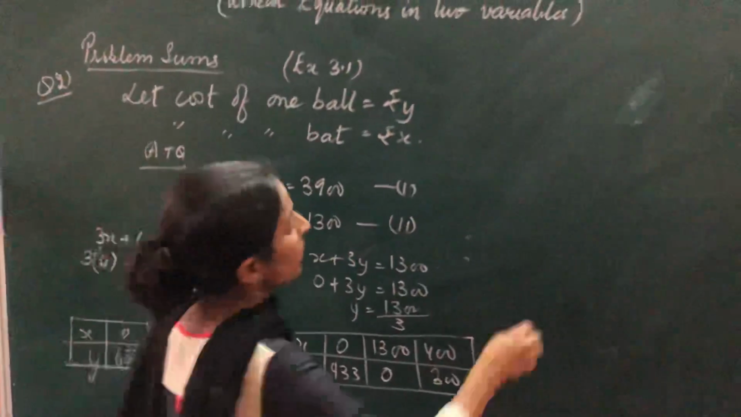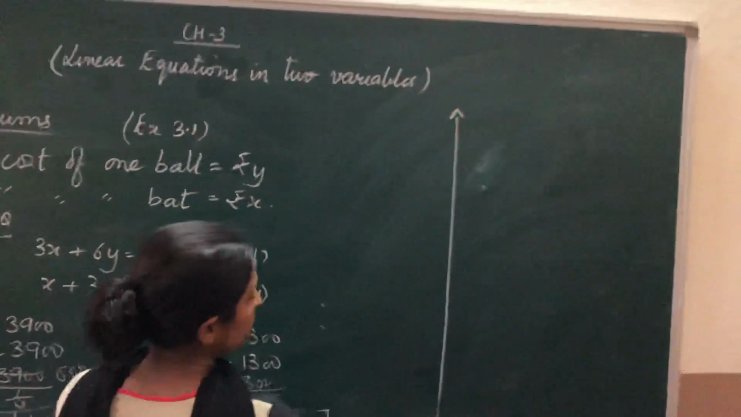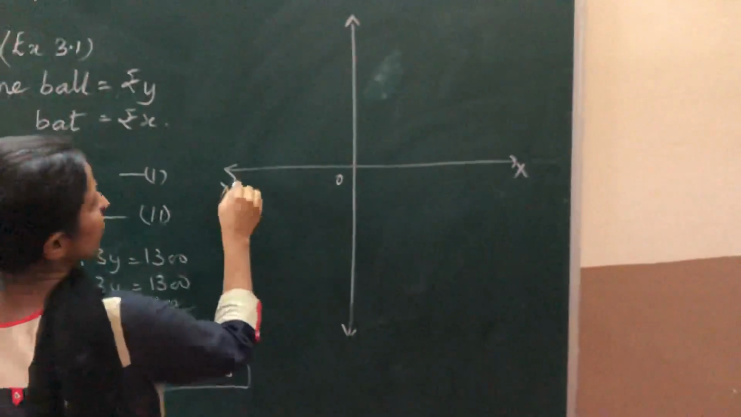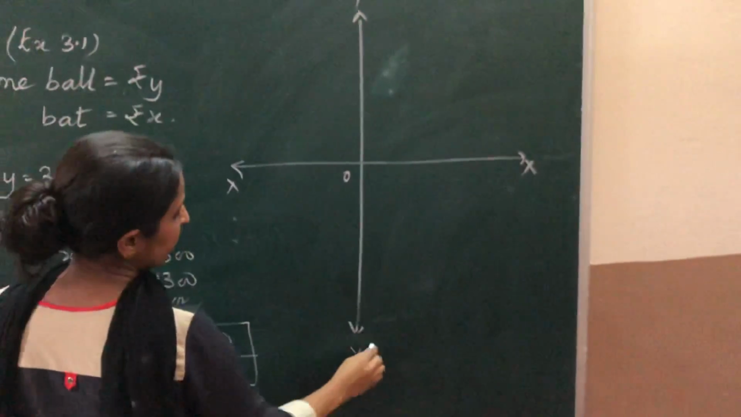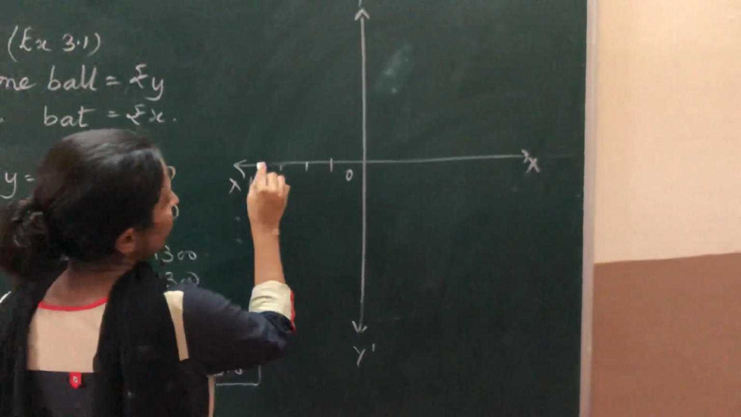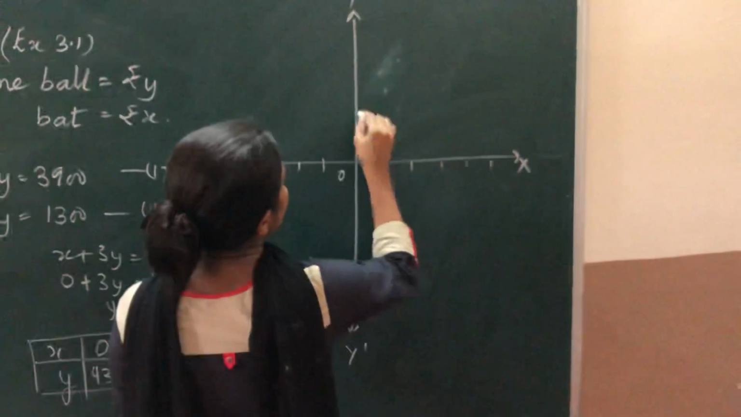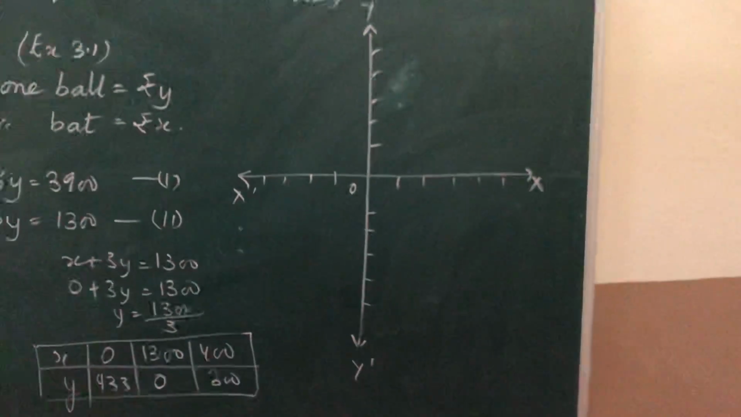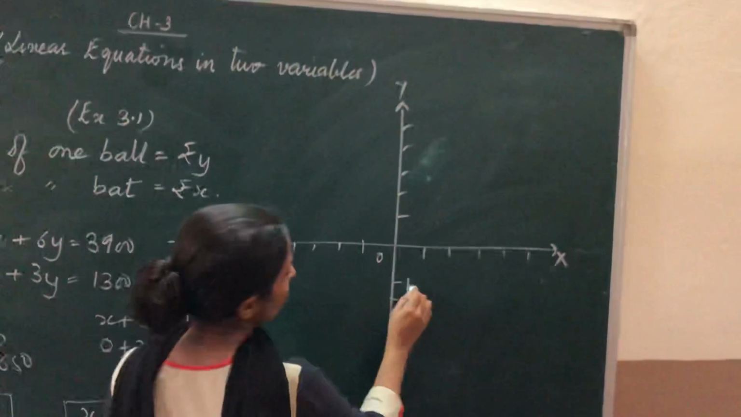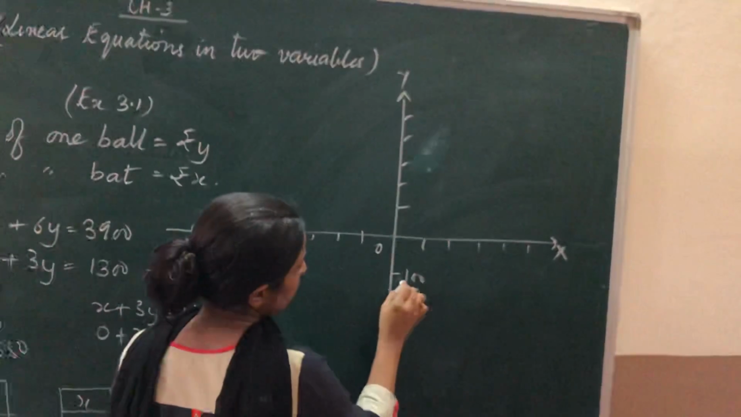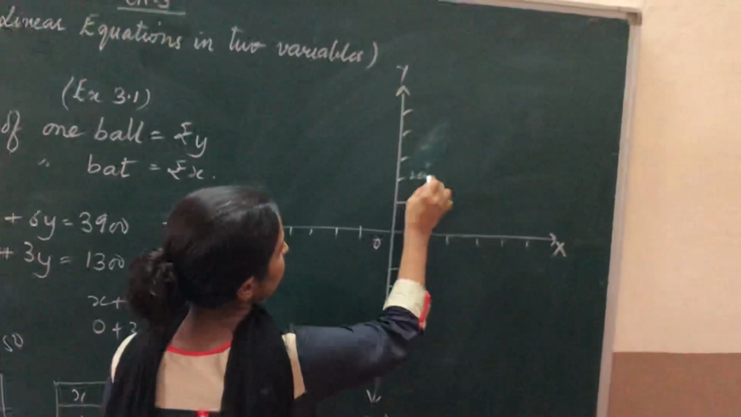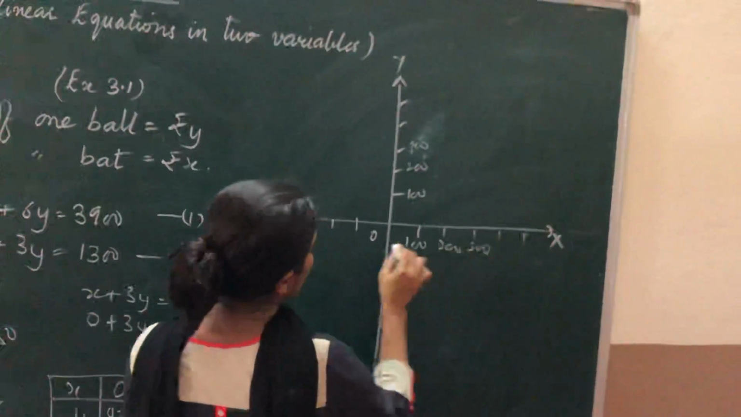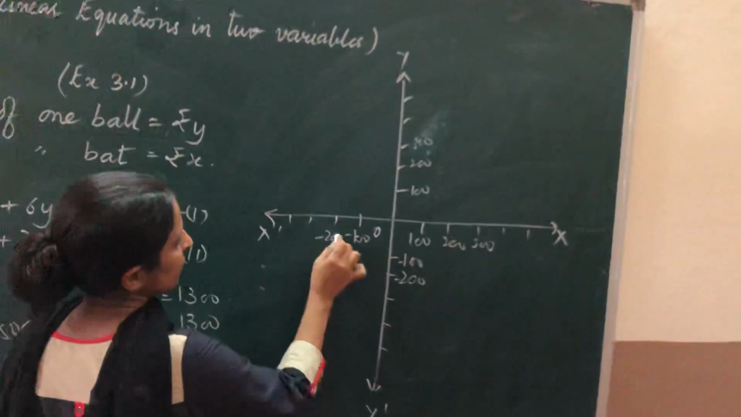Now to make the graph, draw it on graph paper. We have the x-axis and we have the y-axis. You have to take the scale properly. Because the numbers are multiples of 100, I am going to take the values in hundreds. This side is positive, whereas this side is negative.